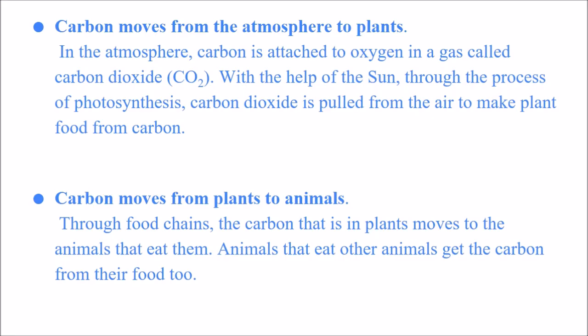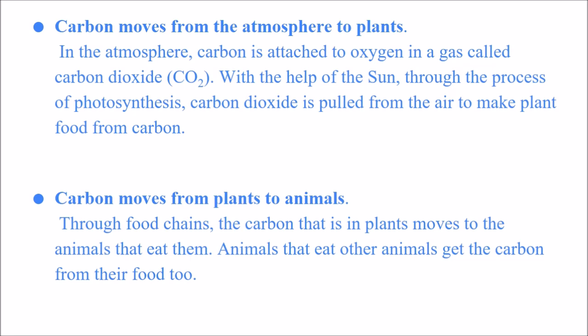Carbon moves from the atmosphere to plants. In the atmosphere, carbon is attached to oxygen in a gas called carbon dioxide. With the help of the sun, through the process of photosynthesis, carbon dioxide is pulled from the air to make plant food from carbon.